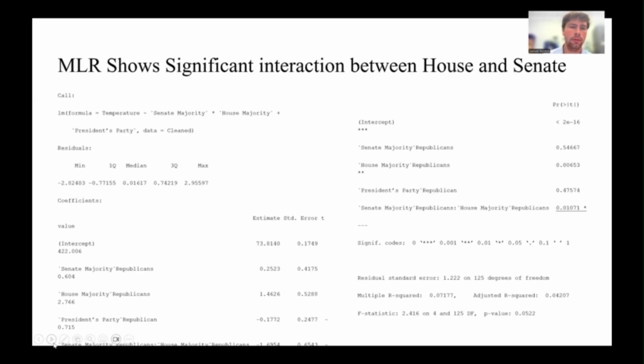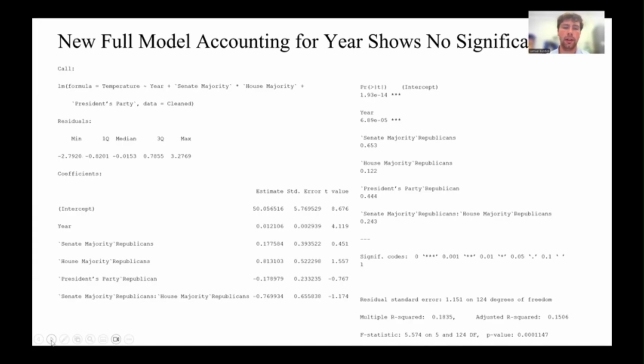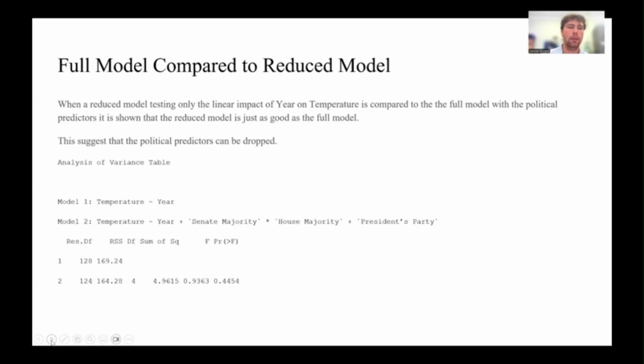However, further investigation shows that when the Republicans control only the House and the Democrats control the Senate, there is on average an increase of temperature of 1.5. But when the Republicans control both the House and the Senate, there is a decrease of 1.7, which may indicate a strong correlation between Democratic control of the Senate and temperature, or it may be an issue with the model. To investigate this further, I developed a new model which controlled for year, and this showed that no single variable and the interaction between House and Senate were not statistically significant when controlled for year.